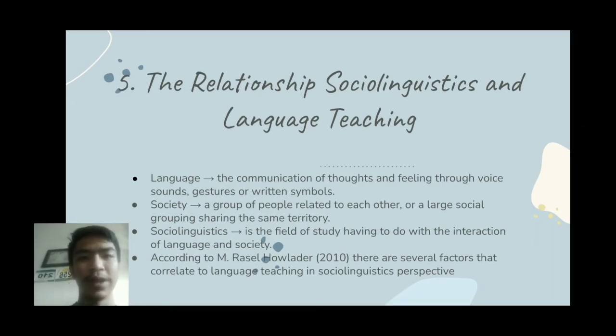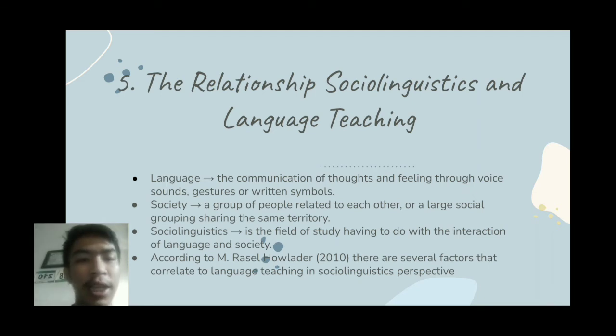language learning experience. So the next one is the relationship between sociolinguistics and language teaching. Language is the communication of thoughts and feelings through voice, sounds, gesture, or written symbols that are used by people who live in some area.